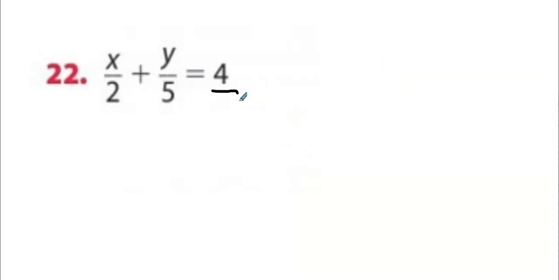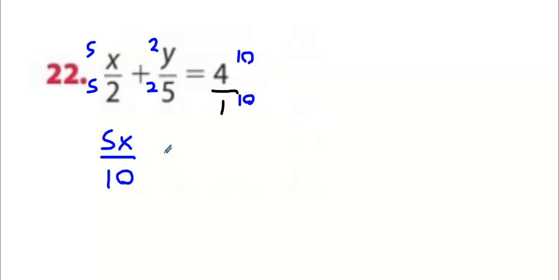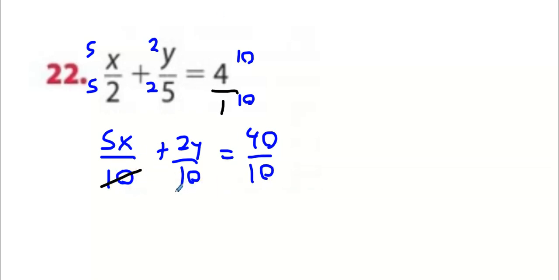We're going to turn them all into 10s, and 4 will be 40 over 1. So to turn 2 into 10, I multiply top and bottom by 5. To turn 5 into 10, I multiply top and bottom by 2. And to turn 1 into a tenth, we put top and bottom by 10. And what you should see happening is you'll get 5x over 10, you'll get 2y over 10, and you'll get 40 over 10. And then when you cancel, all the 10s cancel, and your equation becomes 5x plus 2y equals 40.